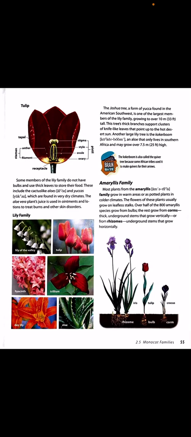Amaryllis family. Most plants from the amaryllis family grow in warm areas or as potted plants in colder climates. The flowers of these plants usually grow on leafless stalks. Over half of the 800 amaryllis species grow from bulbs, the rest grow from corms, thick underground stems that grow vertically, or from rhizomes, underground stems that grow horizontally.